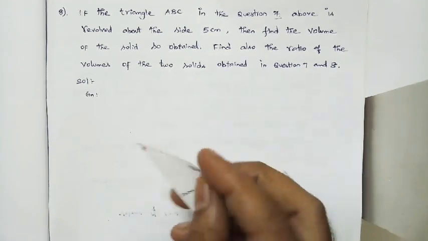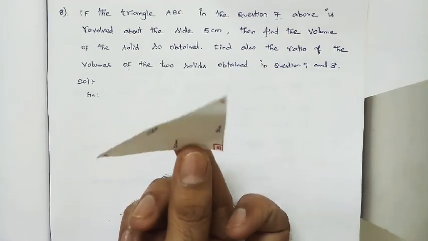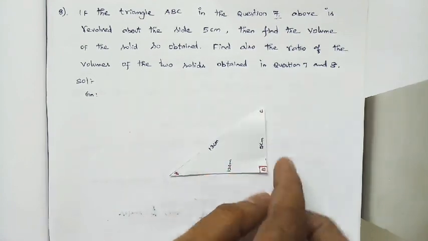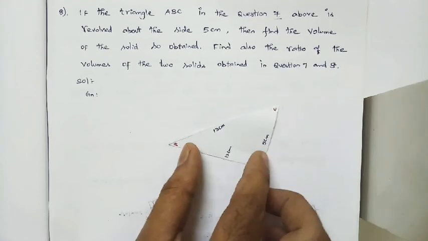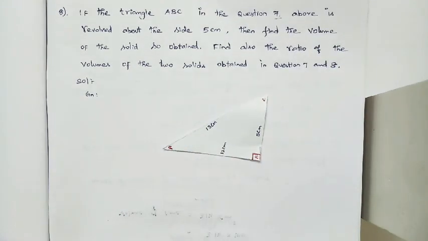So now see the height of the, right? Now this is a right angle triangle. Now the height of the right angle triangle is nothing but 5 centimeter, and the base, that is the radius of the cone, is nothing but 12 centimeter.